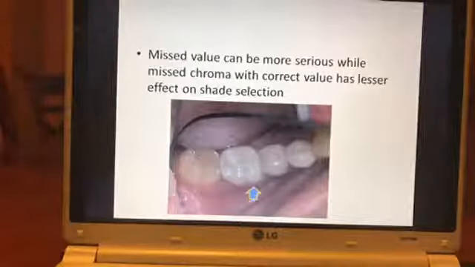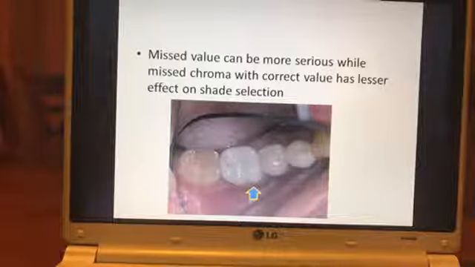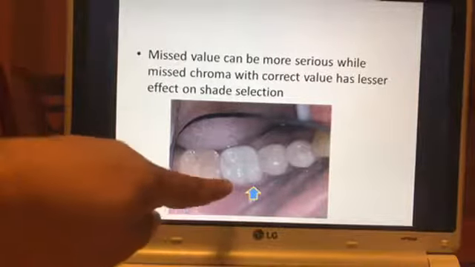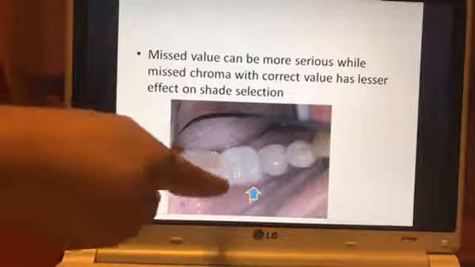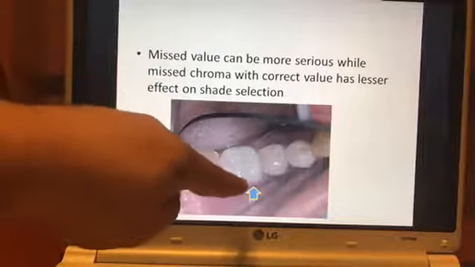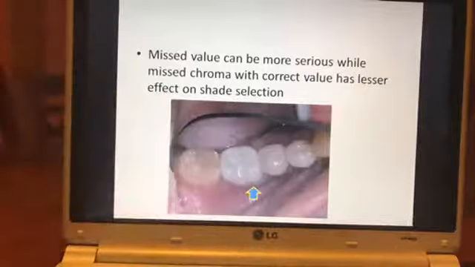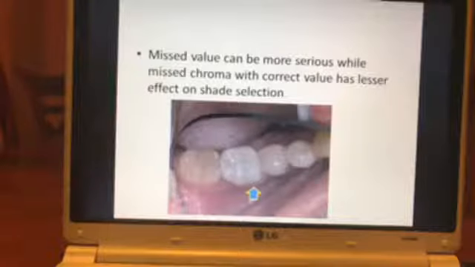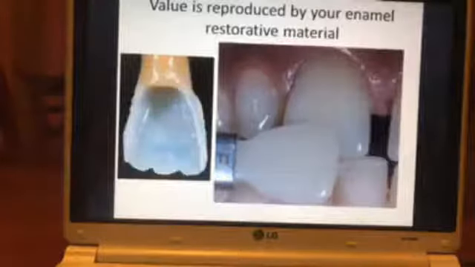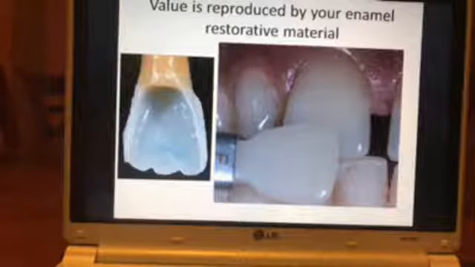Be careful of a missed value, because a missed value can really ruin your restoration. If you miss a small chroma, no problem. Half chroma, you made a mistake, no problem. But if you miss a value like this, where the enamel composite or enamel ceramic is very light, you are going to find a big difference between your restoration and the natural teeth. So remember, the value means which enamel composite we will use.